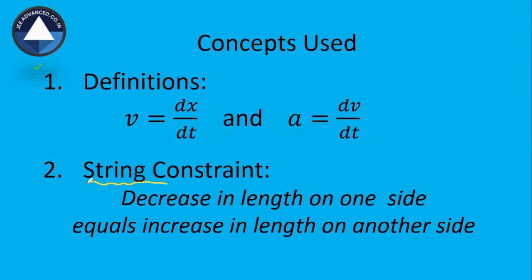The second important concept is the string constraint. Whenever a string passes over a pulley which is fixed, the decrease in length of the string on one side equals the increase in length on the other side of the pulley. This happens because the total length of a string is always constant. So on one side, if the length of a string decreases, then on the other side it must increase by the same amount. And this decrease and increase in length can be related with the velocity of the object attached to or connected with the string.